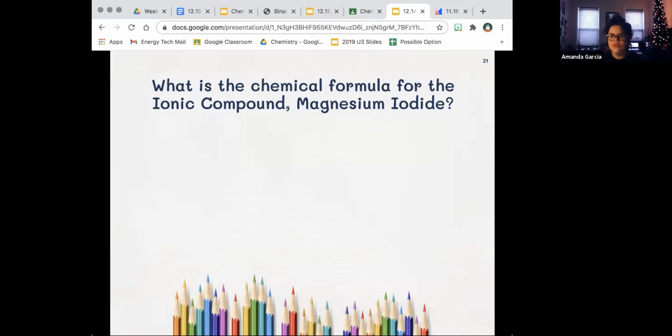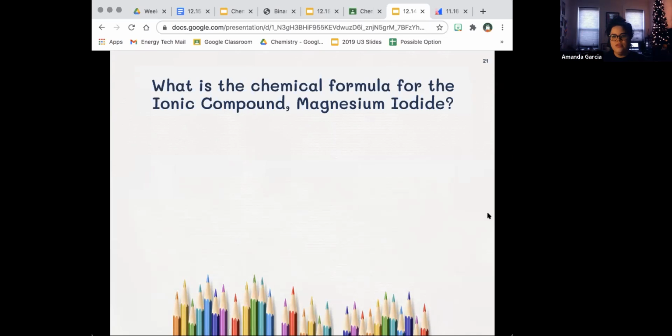Okay, so we're going to start with this one. What is the chemical formula for the ionic compound magnesium iodide? Very quickly, a chemical formula is something like H2O, where you have the element symbol H, the number on the bottom, 2, tells you you have 2 hydrogens, and then O, if there's no number, it's an invisible number 1. And so we're going to be trying to find that for this compound, magnesium iodide.